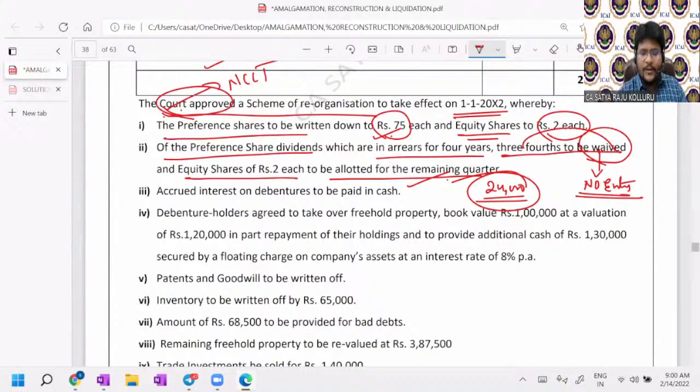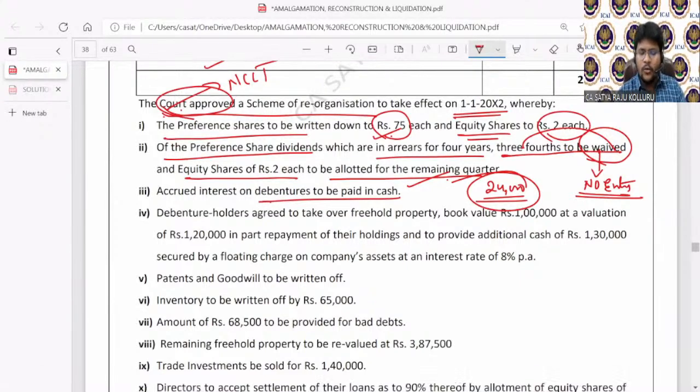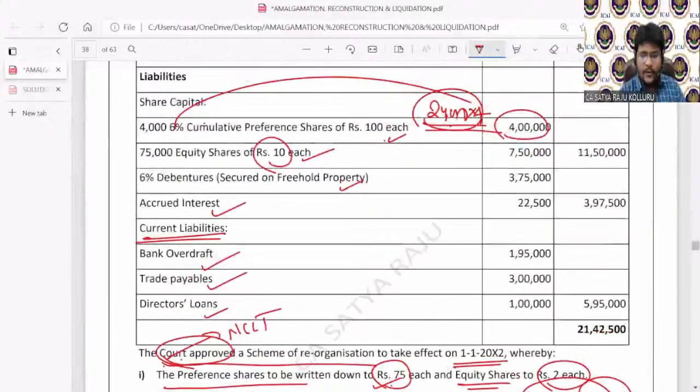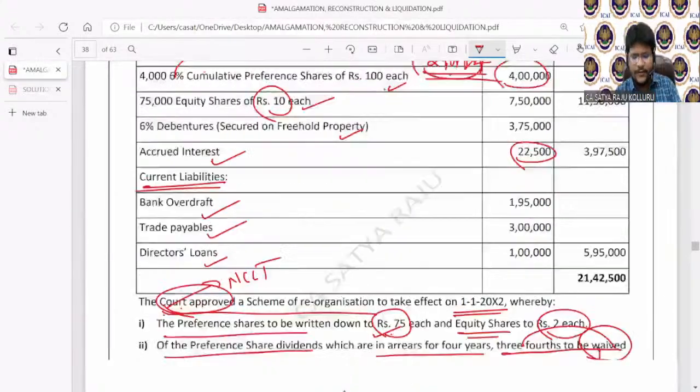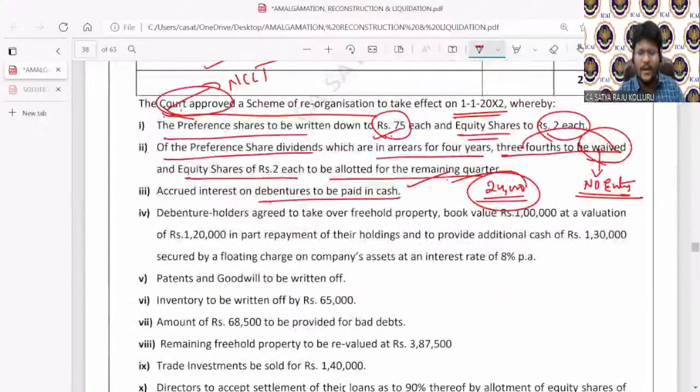Accrued interest on debentures to be paid in cash. If you observe here, accrued interest is there for 22,500. You are making payment of the accrued interest. What is the journal entry at the time of making payment? Accrued interest account debit to bank account. That's it, which is a normal entry.